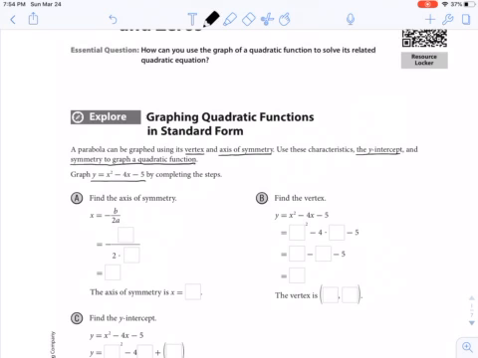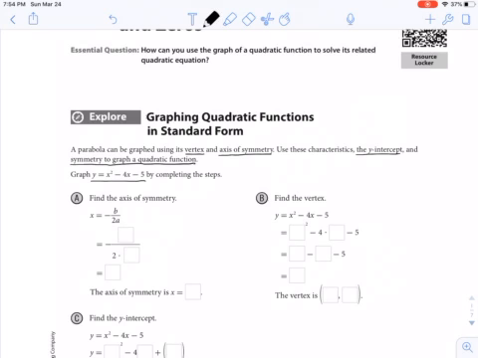A parabola can be graphed using its vertex and axis of symmetry. Use these characteristics, the y-intercept, and symmetry to graph a quadratic function. So we're going to graph y equals x squared minus 4x minus 5 by completing these steps. And so go ahead and write these steps with me.